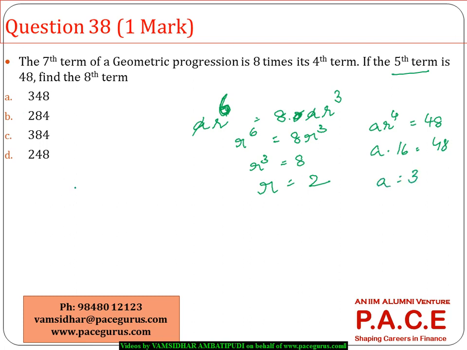So what is the eighth term? The eighth term is AR to the power 7. 3 into 2 to the power of 7, 3 into 128. 384 turns out to be the answer, marking C as the right answer in this case. Alright. Going further.